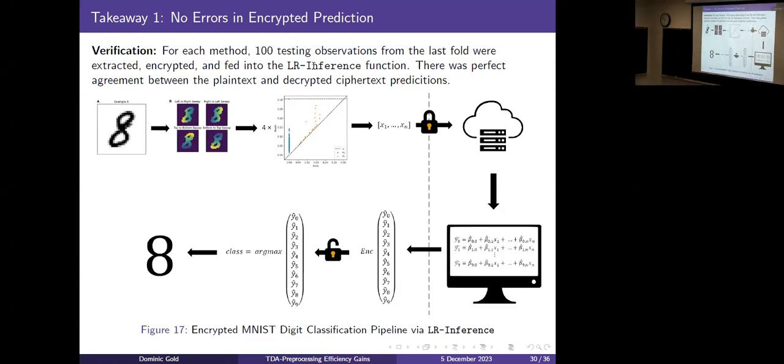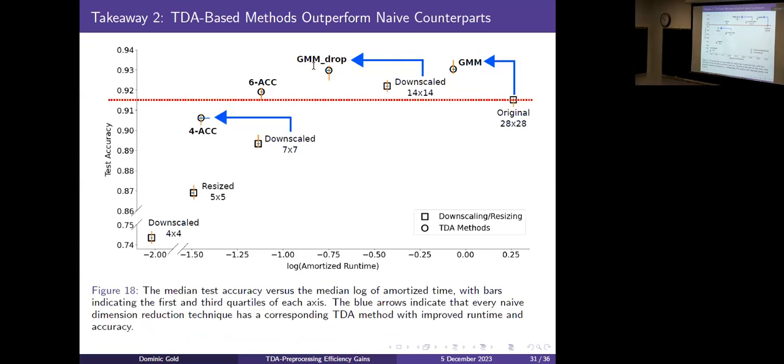Our next major takeaway is that the TDA-based methods outperform their naive counterparts. So what do I mean by this? I have a little visualization here, this is for my poster. Effectively, we plotted the mean test accuracy as well as the log of the amortized runtime to get things more compressed. And each of the naive techniques of downscaling or resizing has, in a sense, a natural predator, where there is a technique that is both faster in time and, at the exact same time, more accurate, right? And those are the TDA-based methods.